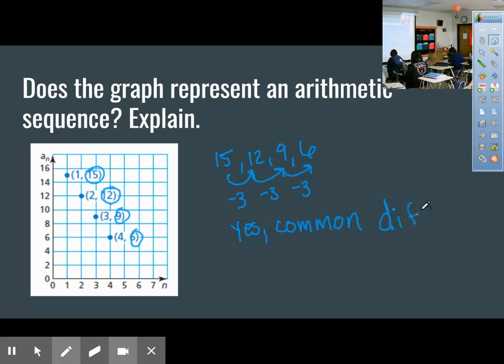Because it tells us to explain, as long as you say something like it has a common difference, or it decreases by the same amount, or the y value decreases by the same amount, or a sub n. You could also look at the graph itself and see if it's linear. If it's linear, then it's arithmetic. If it's not linear, it's not arithmetic.